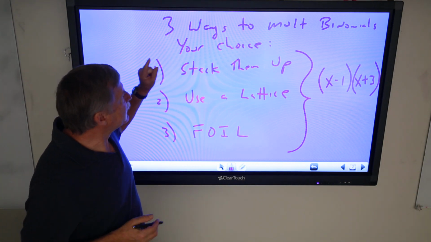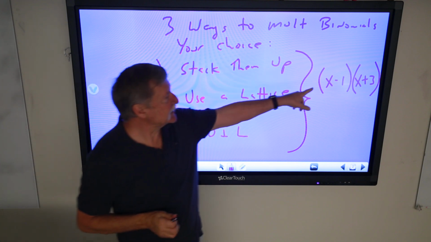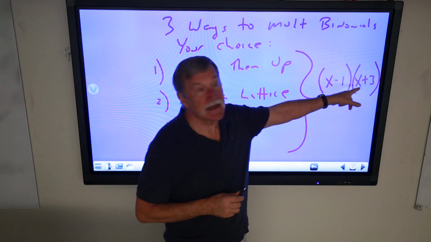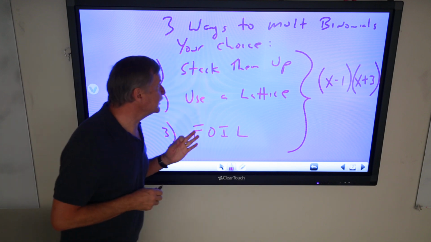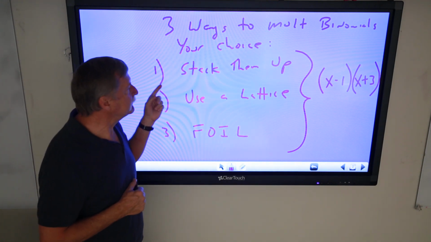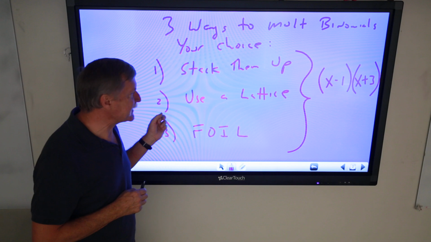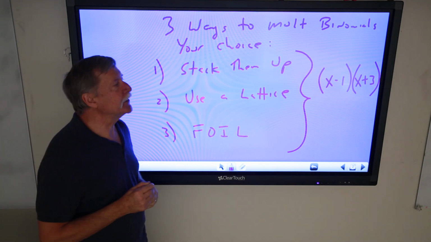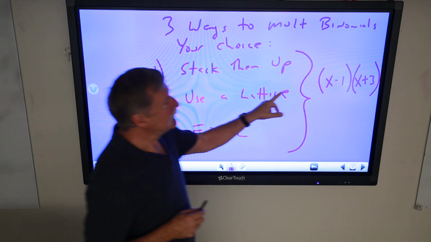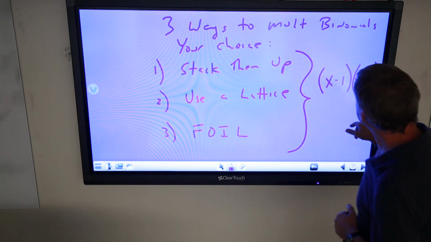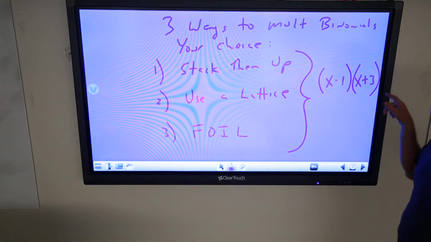We are going to talk about a way to multiply x minus 1 times x plus 3, all right? And we're going to do that three different ways. One way is called stacking them up. Second way is called using a lattice. And the third way is FOIL, all right? Now let's be clear on this. It's not just x times x is x squared and minus 1 times 3 is minus 3 and the answer is x squared minus 3.